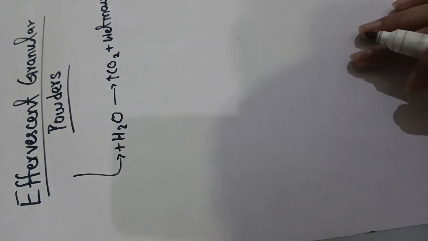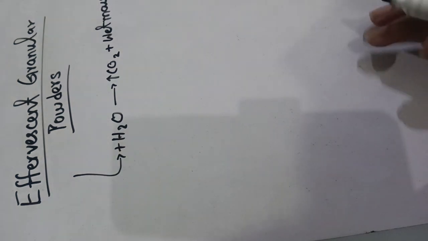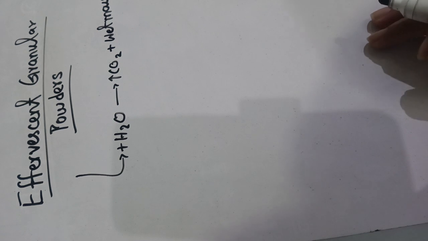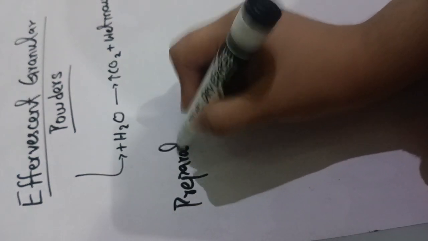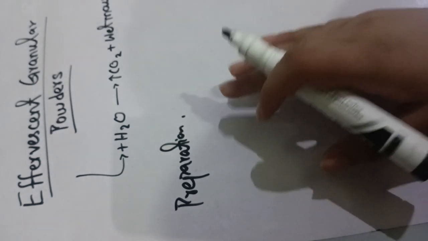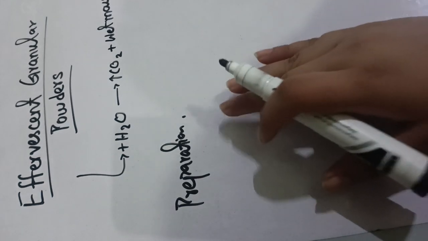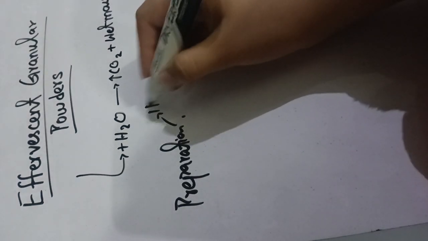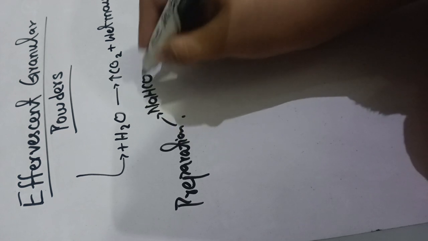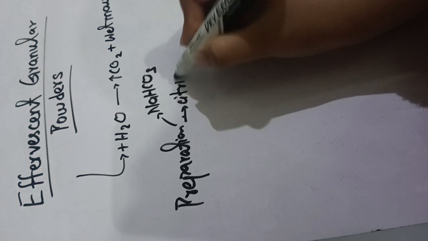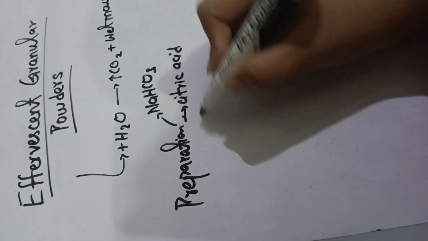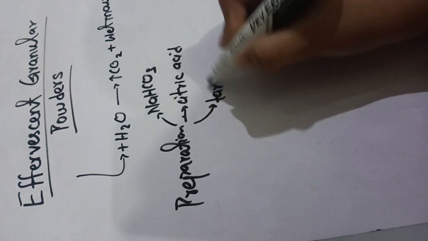Okay, now we are going to see what the components of these granules are. These granules actually consist of three major elements. Their preparation is discussed here: they are prepared from three ingredients. The three ingredients are, first of all, sodium bicarbonate, then second is citric acid, and lastly tartaric acid.